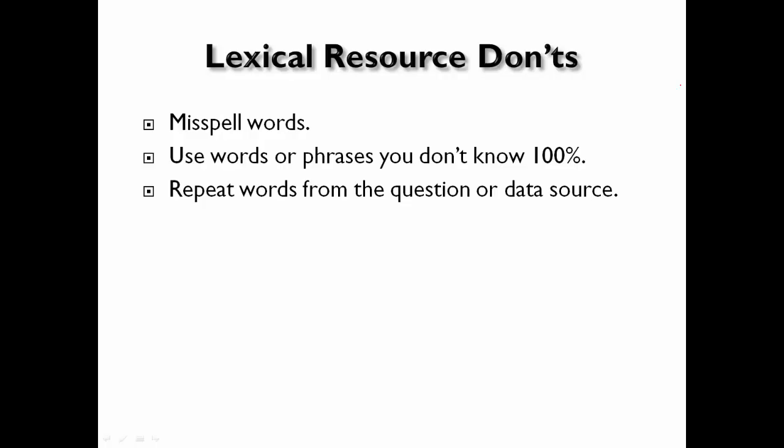Don't repeat words from the question or data source. So there might be keywords in the question or in the data source. For example, in the very first example I used, it was all about computers. Therefore, you shouldn't just repeat the word computer, computer, computer. You could vary that word a little bit. Instead of computer, you could write computers. You could use a synonym of that word, so you could use something like information technology or IT or a gadget or a device. Or you could use an example of that word like laptop or desktop.